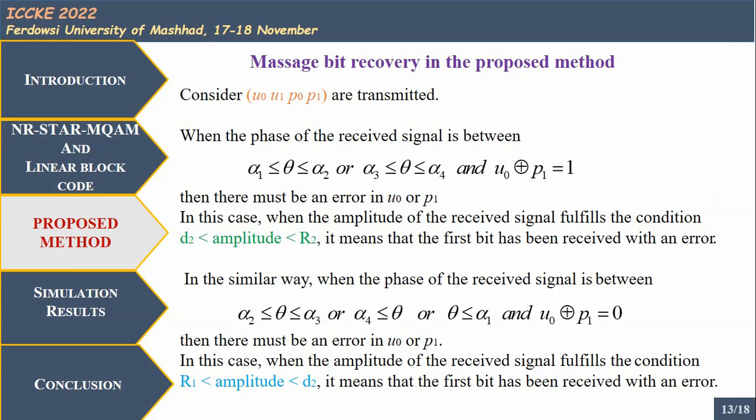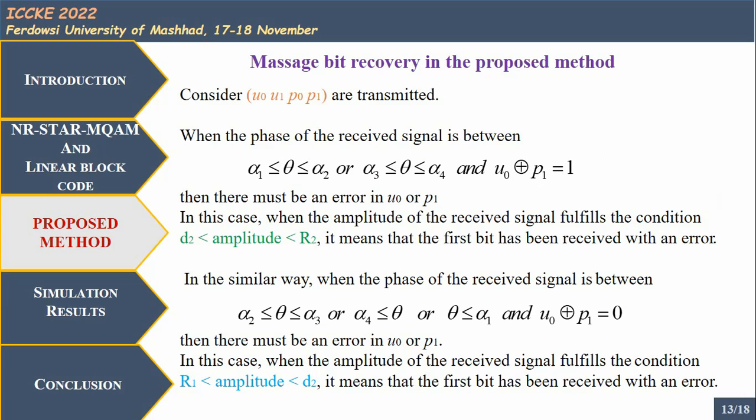Consider U0, U1, P0, P1 are transmitted. When the phase of the received signal is between alpha 1 and alpha 2, or is between alpha 3 and alpha 4, and U0 XOR P1 equals 1, then there must be an error in U0 or P1. In this case, when the amplitude of the received signal is between D2 and R2, it means that the first bit has been received with an error.